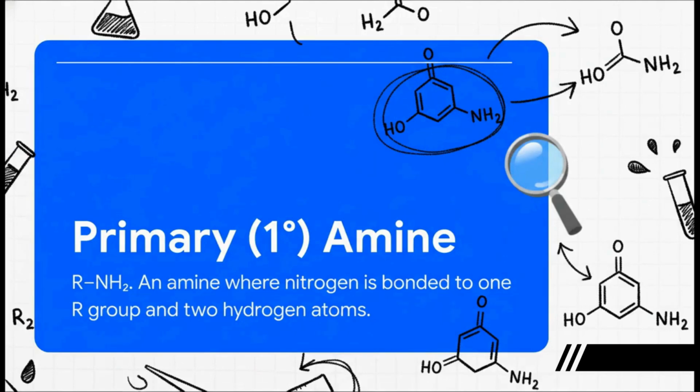Okay, first things first, let's nail down the basics. A primary amine, which we call a 1-degree amine, has just one carbon-based group, that's our R, stuck to the nitrogen atom. Now see those two hydrogens bonded to the nitrogen? Pay attention to them. They're the key to everything that's coming up.